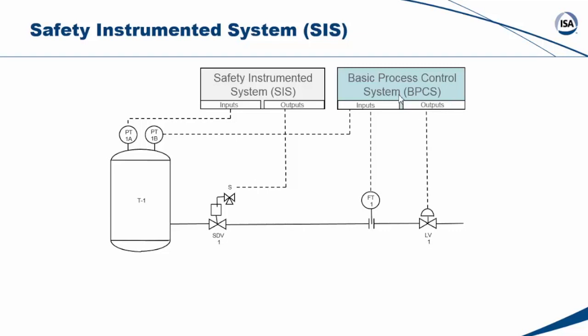But the basic process control system is controlling temperature, pressure, level, flow, all of your other variables, keeping things within their normal ranges, so it has its own sensors, logic solver, and final elements.